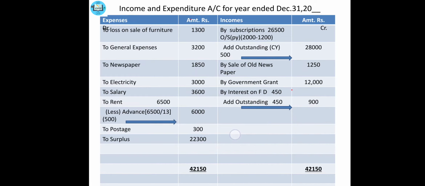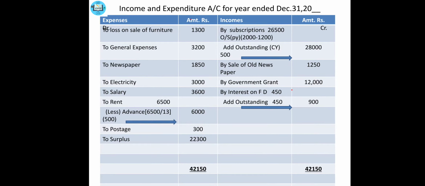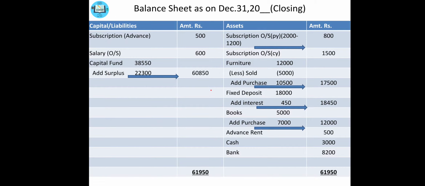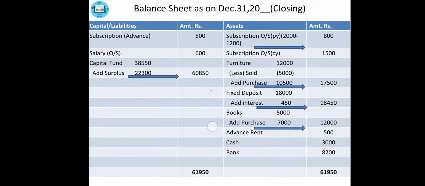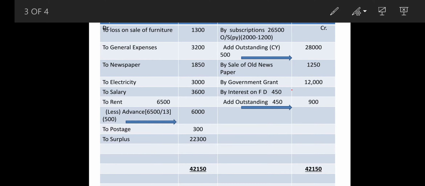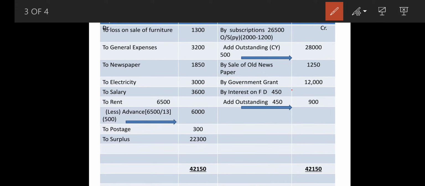Okay, now subscription outstanding 31st 12 2012 2000. First we will solve this. Now you may have observed in the subscription 3 different years are given. So when 3 different years are given, you are only concerned with income and expenditure 2013 only. But here it is an adjustment of 2012.